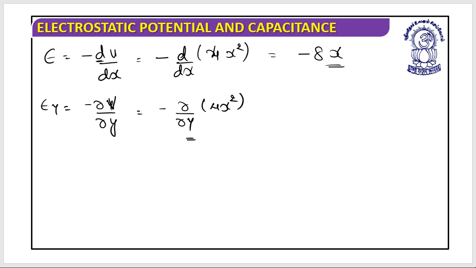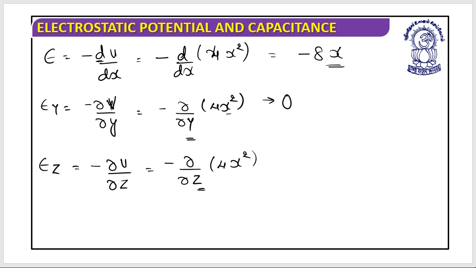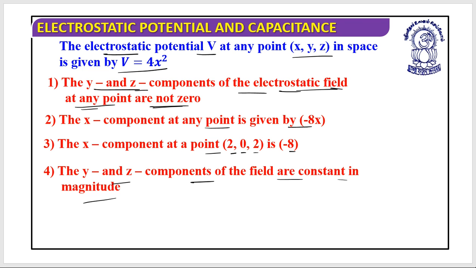As I am differentiating with y, this x would be converted to a zero. Suppose the same thing if I perform with z also, del v by del z is equal to minus of del by del z of 4 into x square. I am differentiating with respect to z and this is of x, so it would be a 0. So they are 0. So this statement cannot be true.